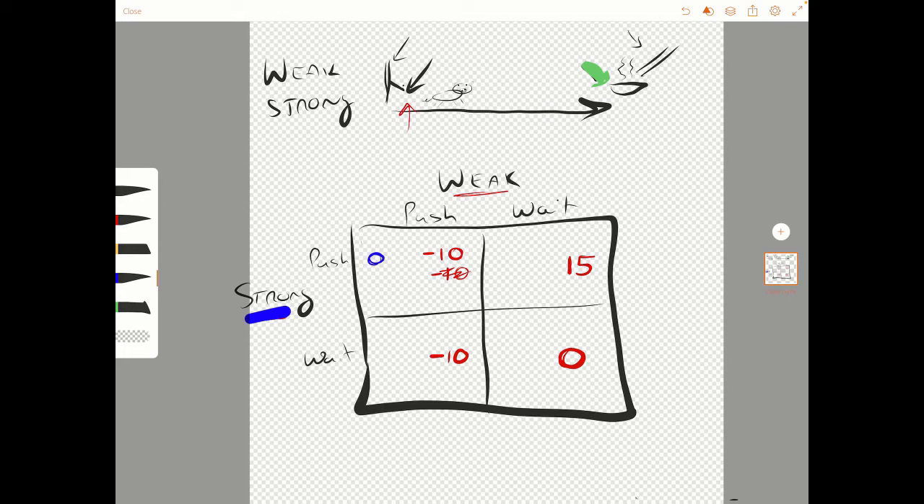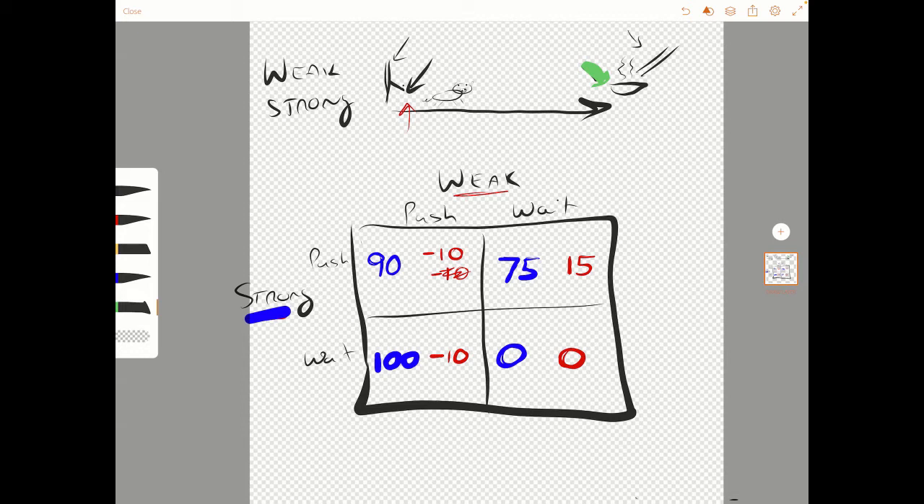If the strong pig pushes, the strong pig gets 90. If the strong pig pushes while the weak pig is waiting, the weak pig gets some of the food, the strong pig gets some of the food. He gets a payoff of 75. Of course, if both of the pigs are waiting, then neither pig gets anything. And if the strong pig is waiting while the weak pig is pushing, then the strong pig doesn't have to exert any effort. He just eats all the food and gets a payoff of 100.